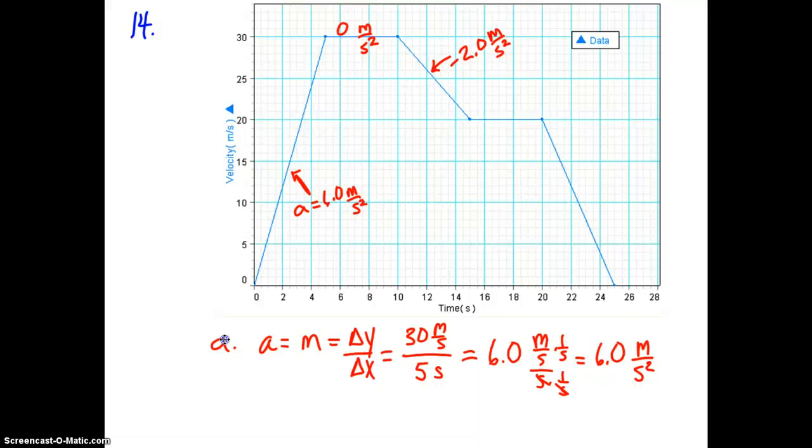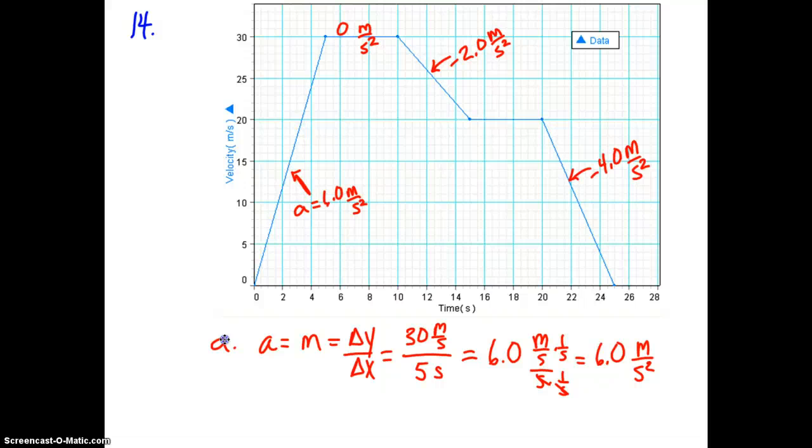For D, they want between 20 and 25 seconds. And that would be this interval right here. Go ahead and pause the video if you need time. Do your change in y over change in x. And you should get, when you're done, -4 meters per second squared. Again, I'll ask to see your work for those intervals, especially for C and D, showing your slope calculation.